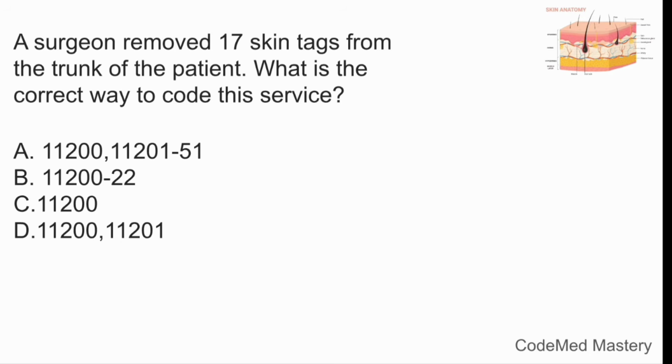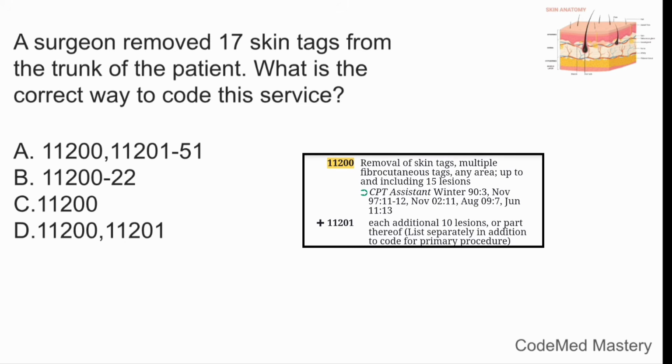In option A, B, C and D, there are two codes, that is 11200 and 11201. So let us check these two codes. 11200 is for removal of skin tags, multiple fibrocutaneous tags, any area up to and including 15 lesions, and 11201 is the add-on code which is for each additional 10 lesions or part thereof. And we can use 11201 in conjunction with 11200. Let us read the question. A surgeon removed 17 skin tags from the trunk of the patient, and they're asking what is the correct way to code the service.